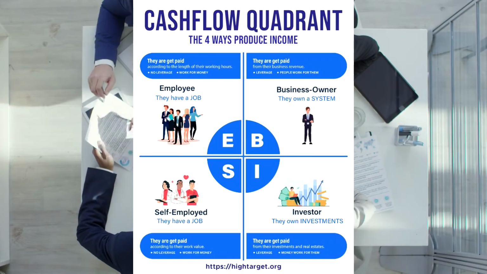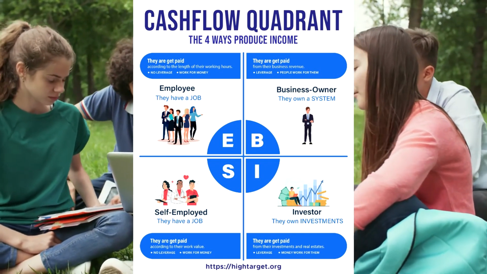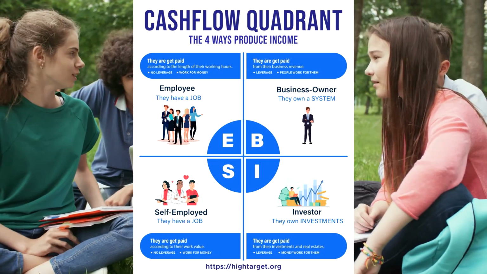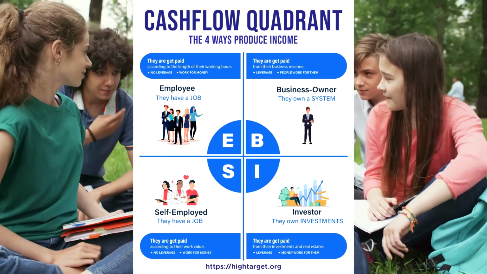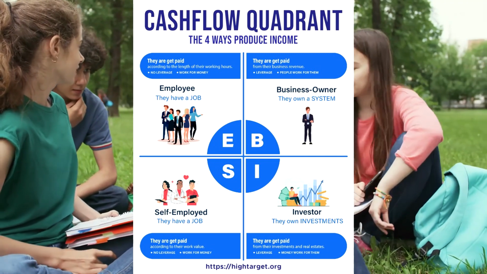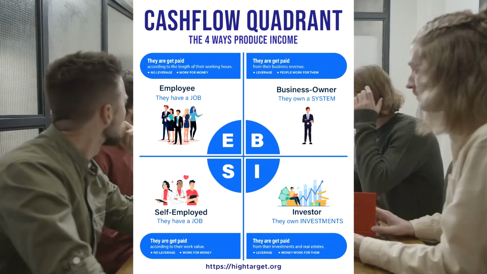Number 15. The Cashflow Quadrant. Robert Kiyosaki's Cashflow Quadrant is a concept that categorizes the different ways people earn income into 4 quadrants: employee, E; self-employed, S; business owner, B; and investor, I. Each quadrant represents a different mindset and approach to generating income.